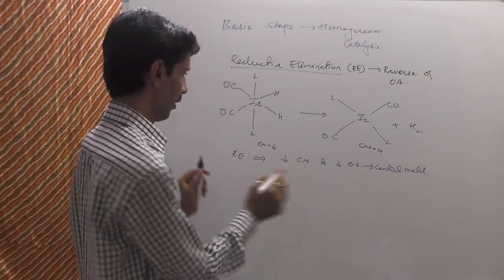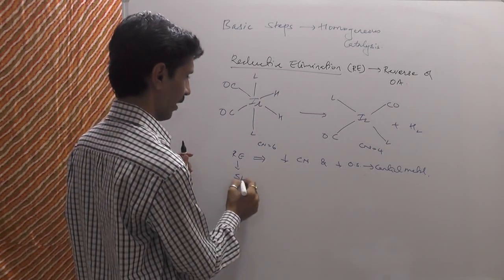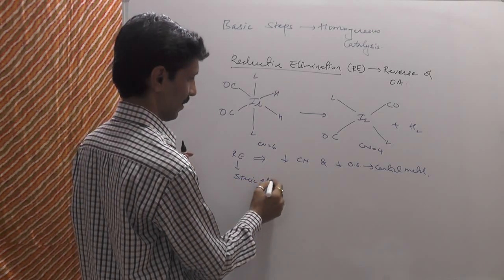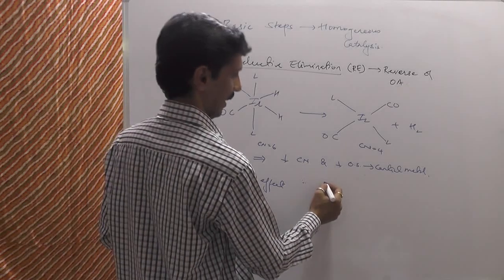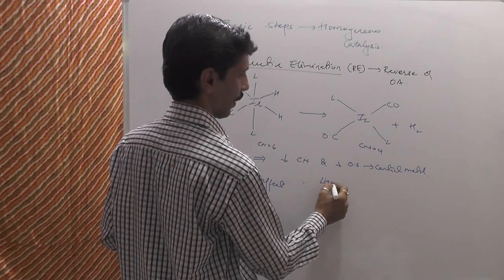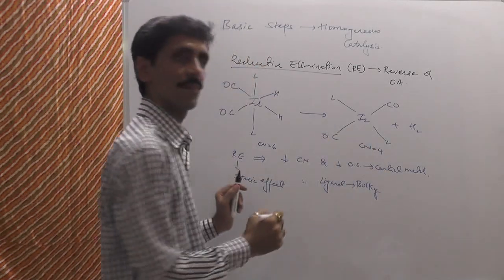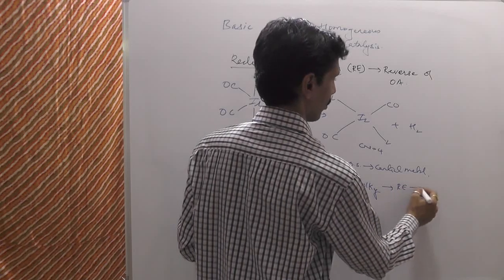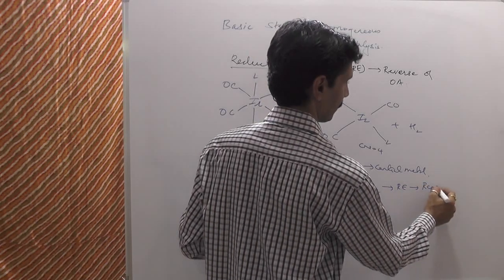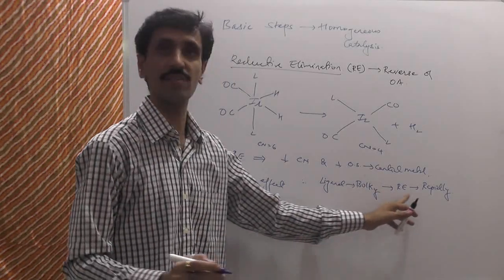Okay, now one more thing is, the reductive elimination is related to steric effect. That means, what I want to say is that if the ligand is bulky, then the reductive elimination takes place more rapidly. Okay, reductive elimination takes place what?